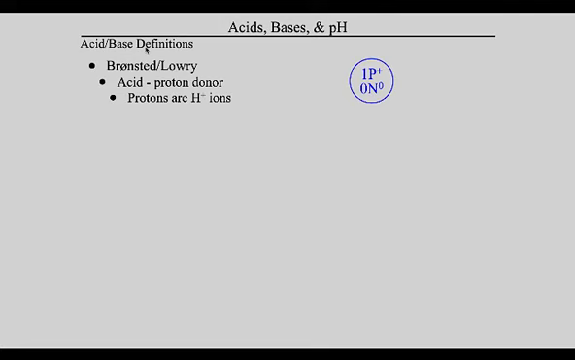And this is where things change. What did Arrhenius say a base does? Gives away OHs. Guys, Bronsted and Lowry took it one step further, and they said this: bases are proton acceptors.